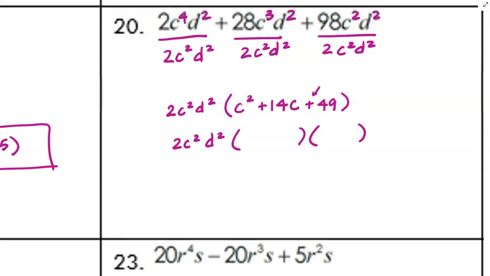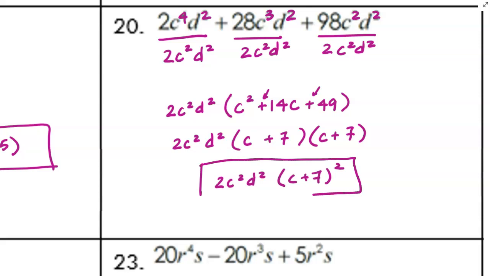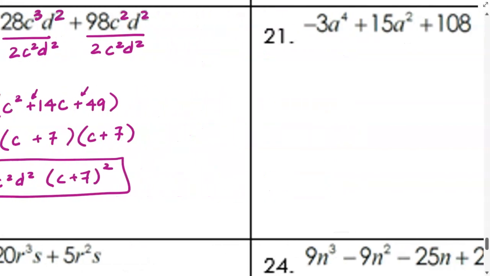Okay, the sign tells us that they are common. The factors' second terms are common. That tells us what they are. C, C. Factors of 49 that, when you add them together, equal 14. That's going to be a 7 and a 7. That is a perfect square trinomial. C plus 7 squared. Good job.